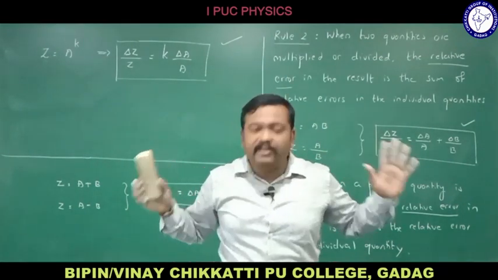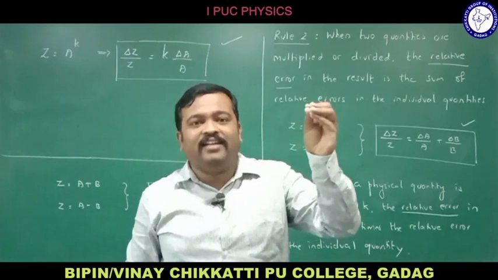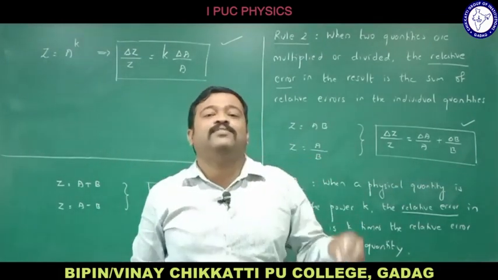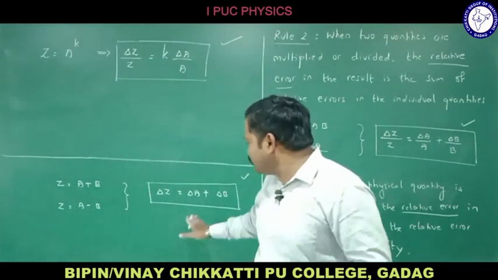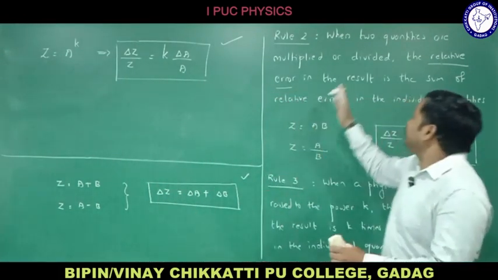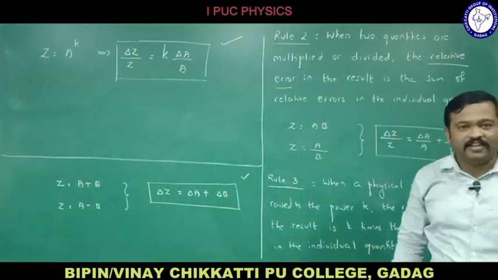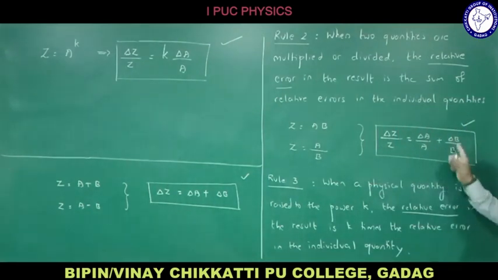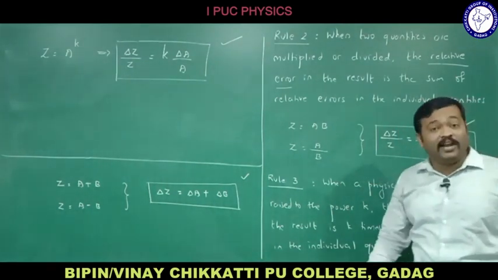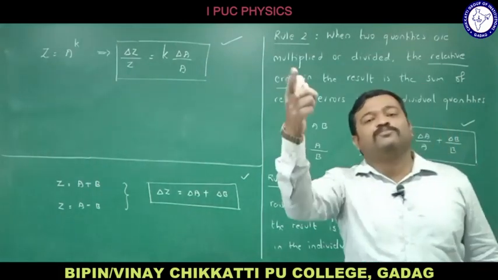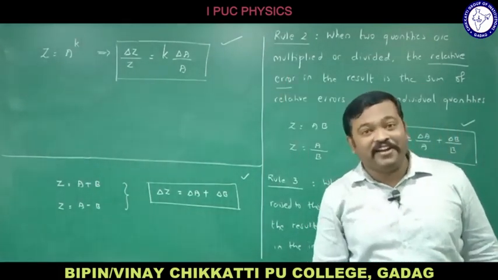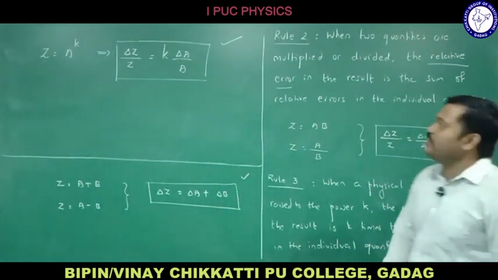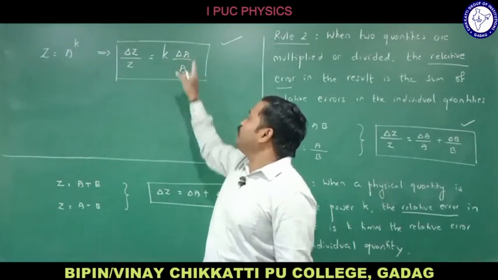Okay, let me summarize. Whenever you add the physical quantities, which error do you need to consider? Absolute error. Absolute error in the final result is the sum of absolute errors in the individual quantities. If you see that there is multiplication or division in the formula, then which error do we need to take? Relative error. Relative error in the final result is the sum of relative errors of the individual quantities. If there is a formula in which a physical quantity is raised to the power of something, then which error do we need to take? Relative error. Relative error is equal to k times the relative error of the individual quantity. A raised to k, that is k into delta A divided by A.